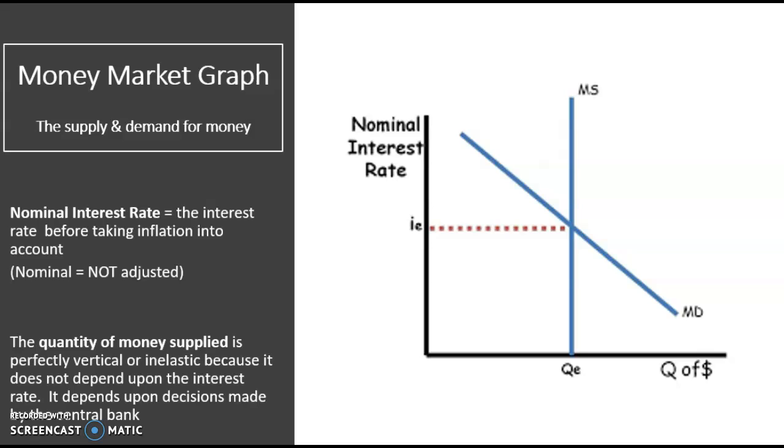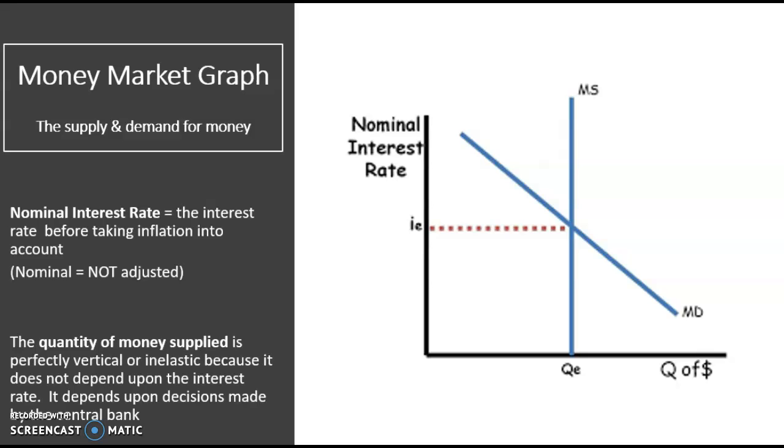This next graph is important for the next unit, Unit 5, and it's the money market graph. Notice quantity is still on the x-axis. Notice we have nominal interest rate, which is the price to borrow money, and that's before adjusted for inflation. So remember, nominal is not adjusted. The money supply is perfectly inelastic, and that is what we're going to go over next unit, but that depends upon the Federal Reserve, which is also referred to as the central bank, determines the money supply.